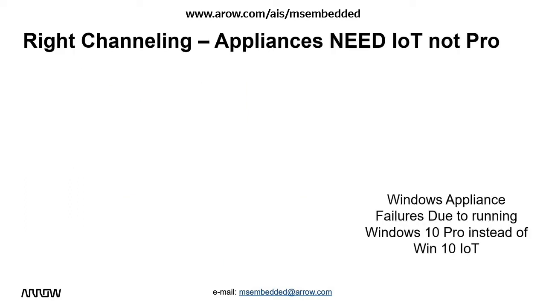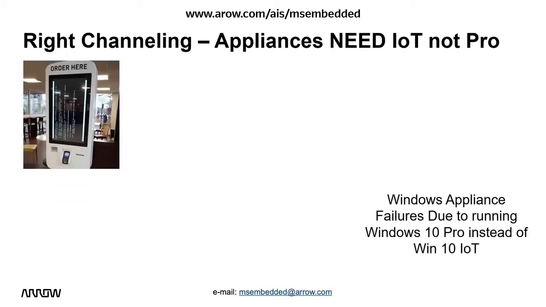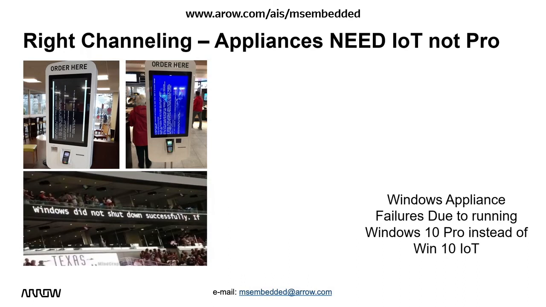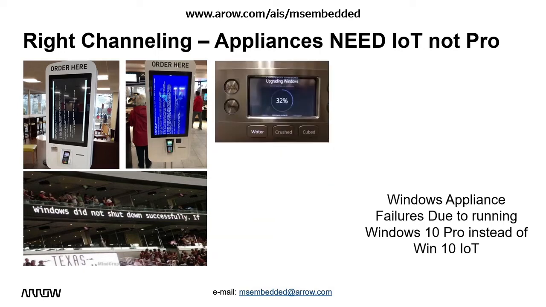So I'm going to show you what happens in scenarios where people use Pro on appliances when they should have used IoT. We've all seen these in the real world. You walk up to a kiosk and it's not functioning, it has an error message, and whether it is the situation where the BIOS had an issue or the system crashed, in many cases you can control that with IoT where you cannot with Windows 10 Pro. And this is kind of a funny one here. It was a refrigerator that runs Windows 10, and they used the wrong version, so you get a Windows update while you're trying to get your ice water.